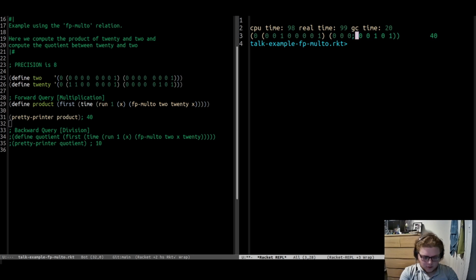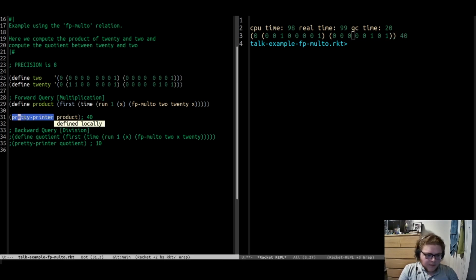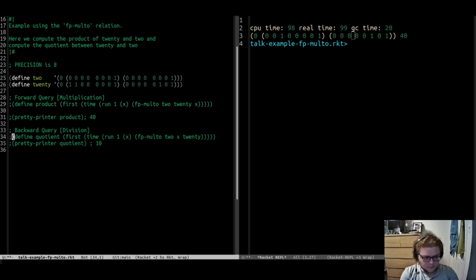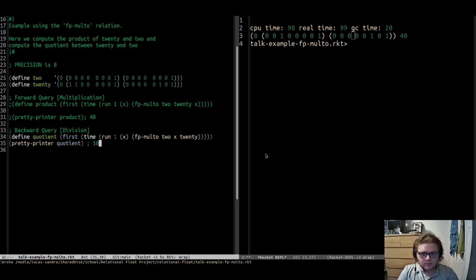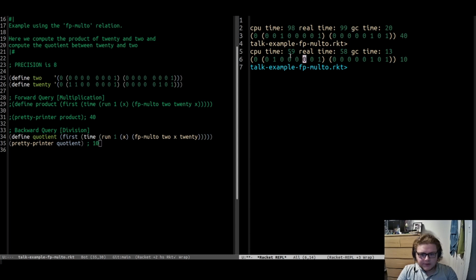Moving on, we will now run FP multo backwards to perform division. This query will compute the division of 20 divided by 2. Not much else to say, let's run it. As you can see, this query also resolves very quickly, and we get the expected result of 10. 20 divided by 2 is 10.